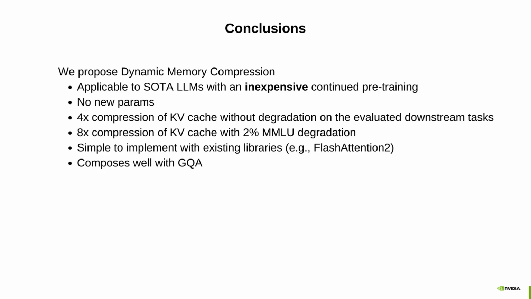In conclusion, we propose dynamic memory compression, DMC, a novel KV cache compression method which is applicable to state-of-the-art large language models through an inexpensive continuous pre-training. It adds no new parameters to the model. It achieves 4 times KV compression without degradation and 8 times KV compression with minimal performance degradation. It's simple to implement with existing inference techniques such as flash attention or paged attention. Finally, it composes well with GQA, providing promising opportunities for future research in this direction.